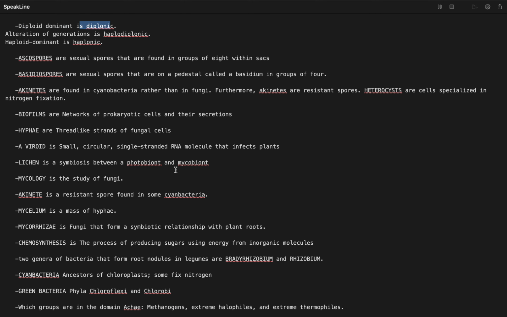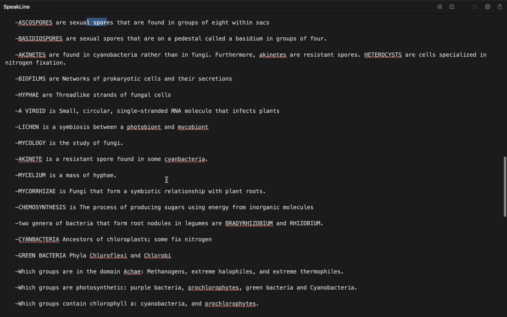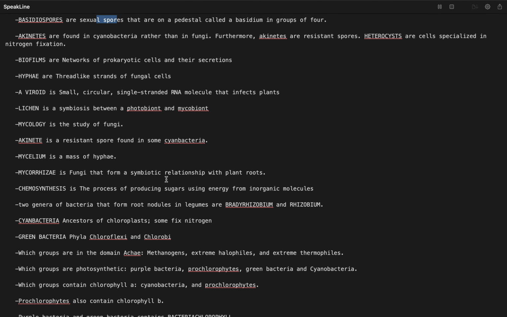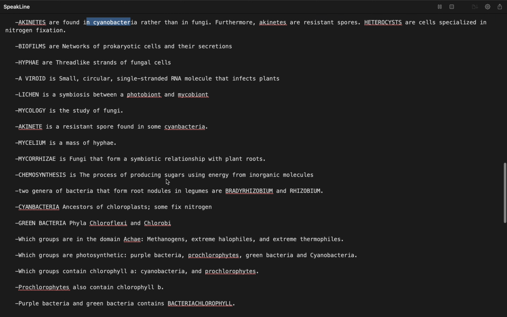Diploid dominant is diplontic. Alternation of generations is haplodiplontic. Haploid dominant is haplontic. Ascospores are sexual spores that are found in groups of 8 within sacs. Basidiospores are sexual spores that are on a pedestal called a basidium in groups of 4. Akinetes are found in cyanobacteria rather than in fungi. Furthermore, akinetes are resistant spores.